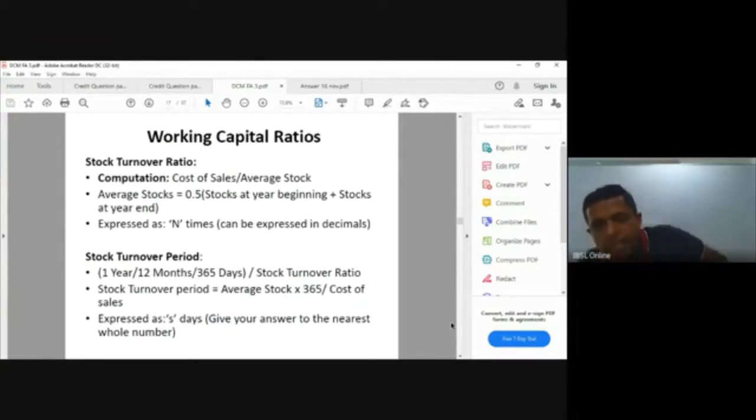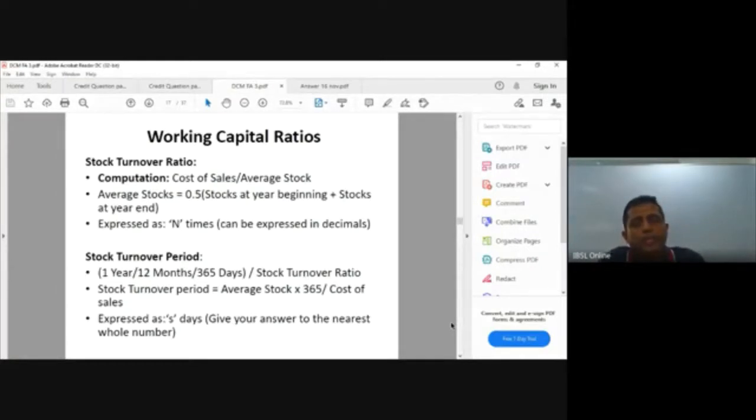With that, we can move into the next category of ratios, that is working capital ratios. Under working capital, there are different kinds of ratios. The first one is ratios related to inventories. The second one is ratios relating to debtors, and the third one is ratios relating to creditors.